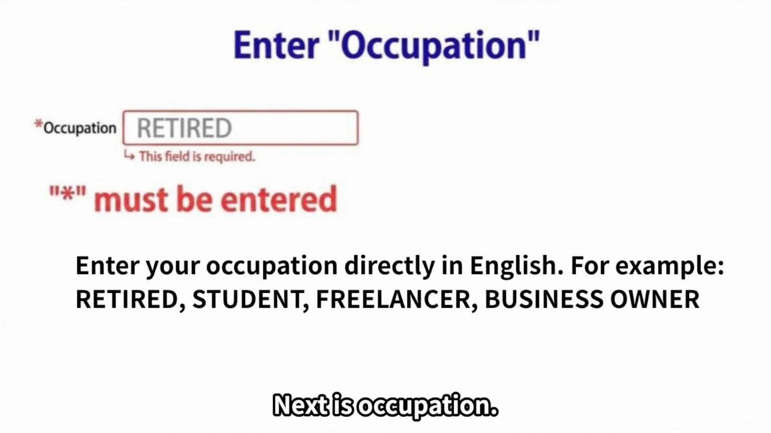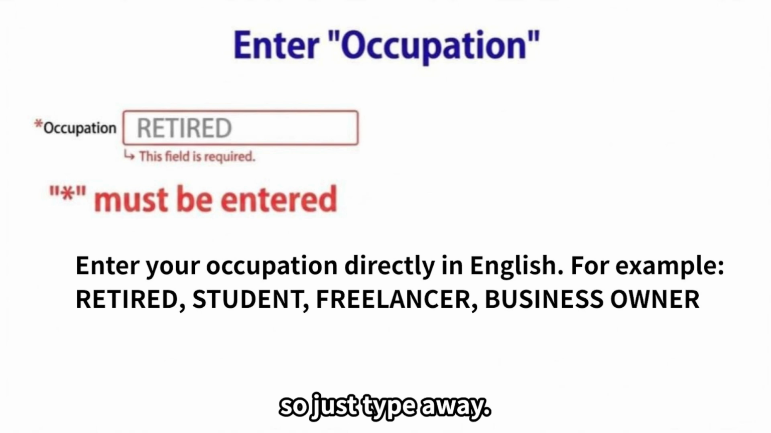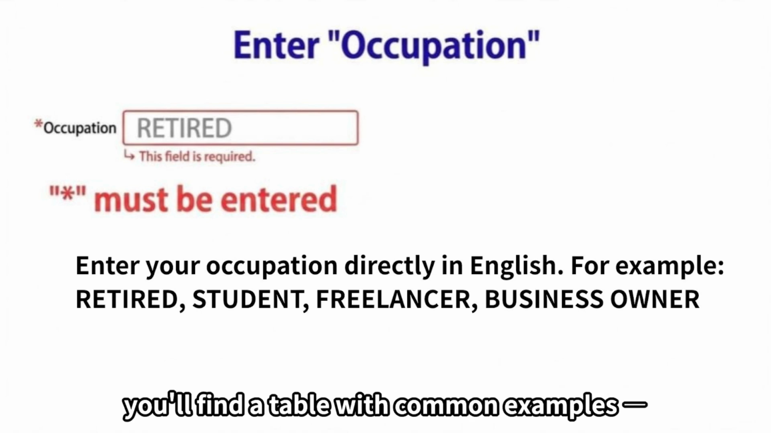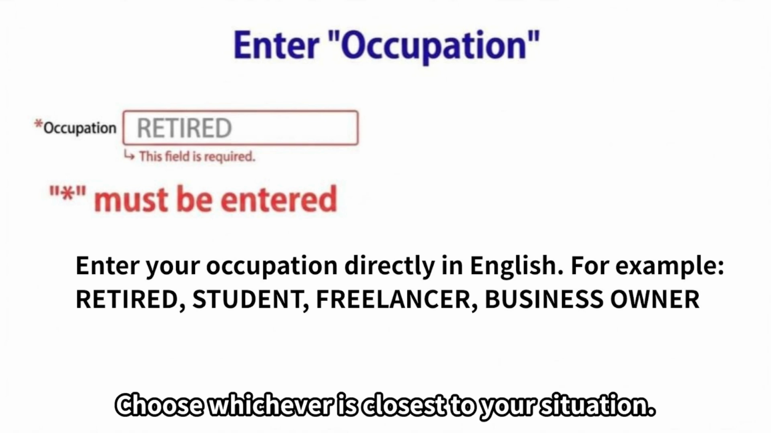Next is occupation. This is also a required field. The input box is set to automatically enter text in uppercase as you type, so just type away. On the right side of the screen, you'll find a table with common examples such as retired, student, freelancer, and business owner. Choose whichever is closest to your situation.